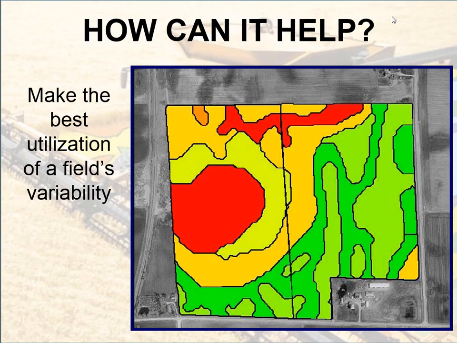And without precision ag, without knowing some of that variability, not looking at it, I probably wouldn't have been making the best decisions in some areas. Now with precision ag, we can look at this and say, hey, with this type of soil, this type of CSR rating, here's what we maybe need to think about in terms of fertilization or this type of seed. So this is how it can help.